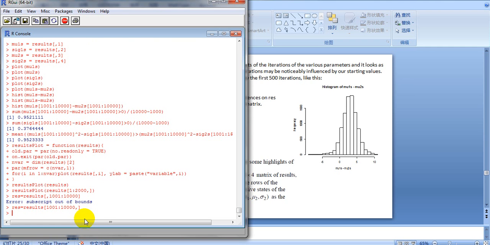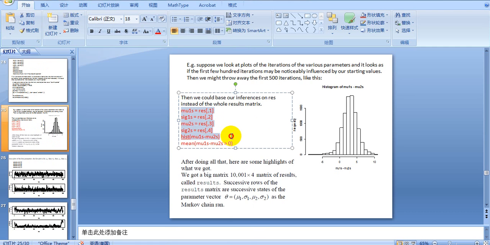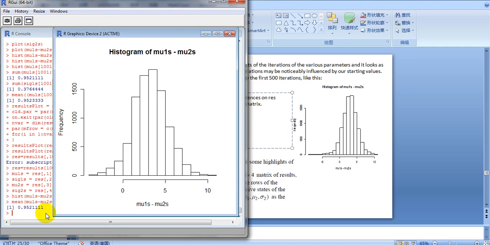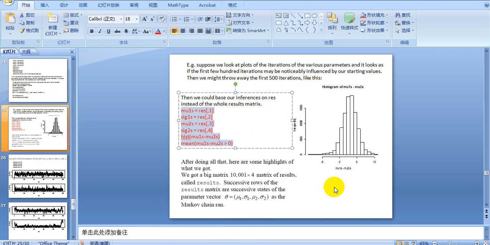Okay. So then I can rename like what I did here, right? We rename those because we don't really want the burn-in part. Okay. So this is the histogram, and we can calculate the probability that mu1 is bigger than mu2. This is a really big probability. So we call this the posterior probability of mu1 minus mu2 bigger than 0 given all the data we observe.